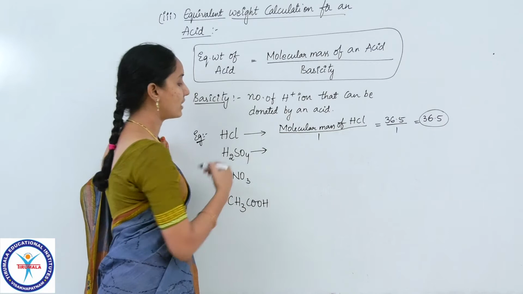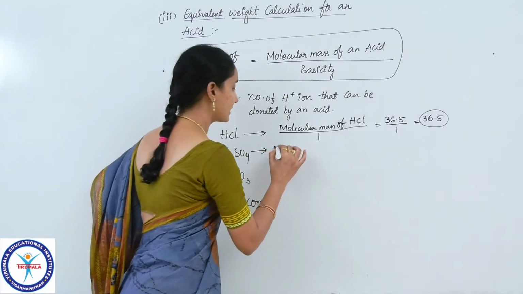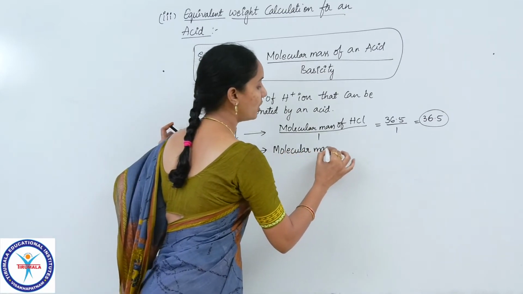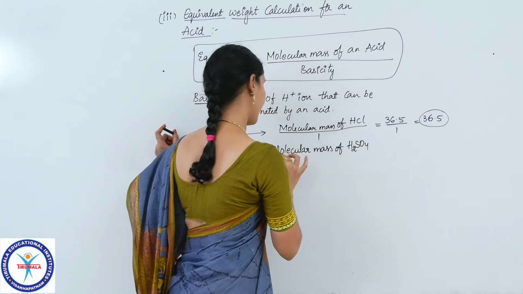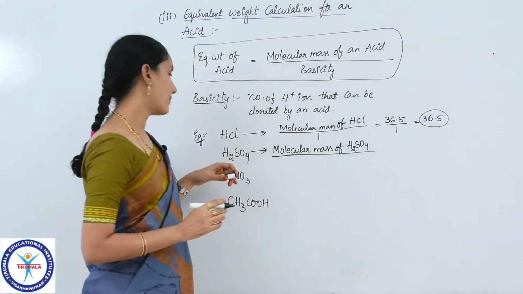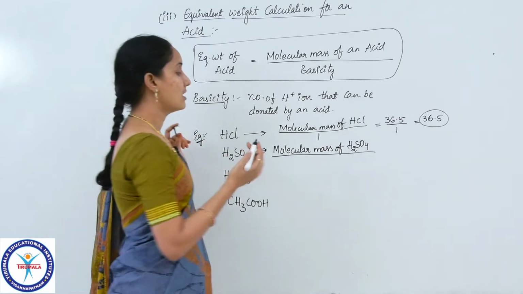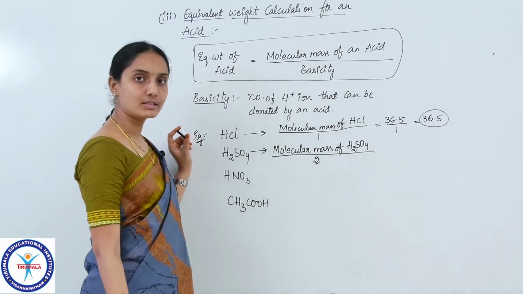So H2SO4, how do you calculate the equivalent weight of H2SO4? Yes, molecular mass of H2SO4 divided by how many H plus can it donate? It can donate 2 H plus. So you have to just divide it with 2.